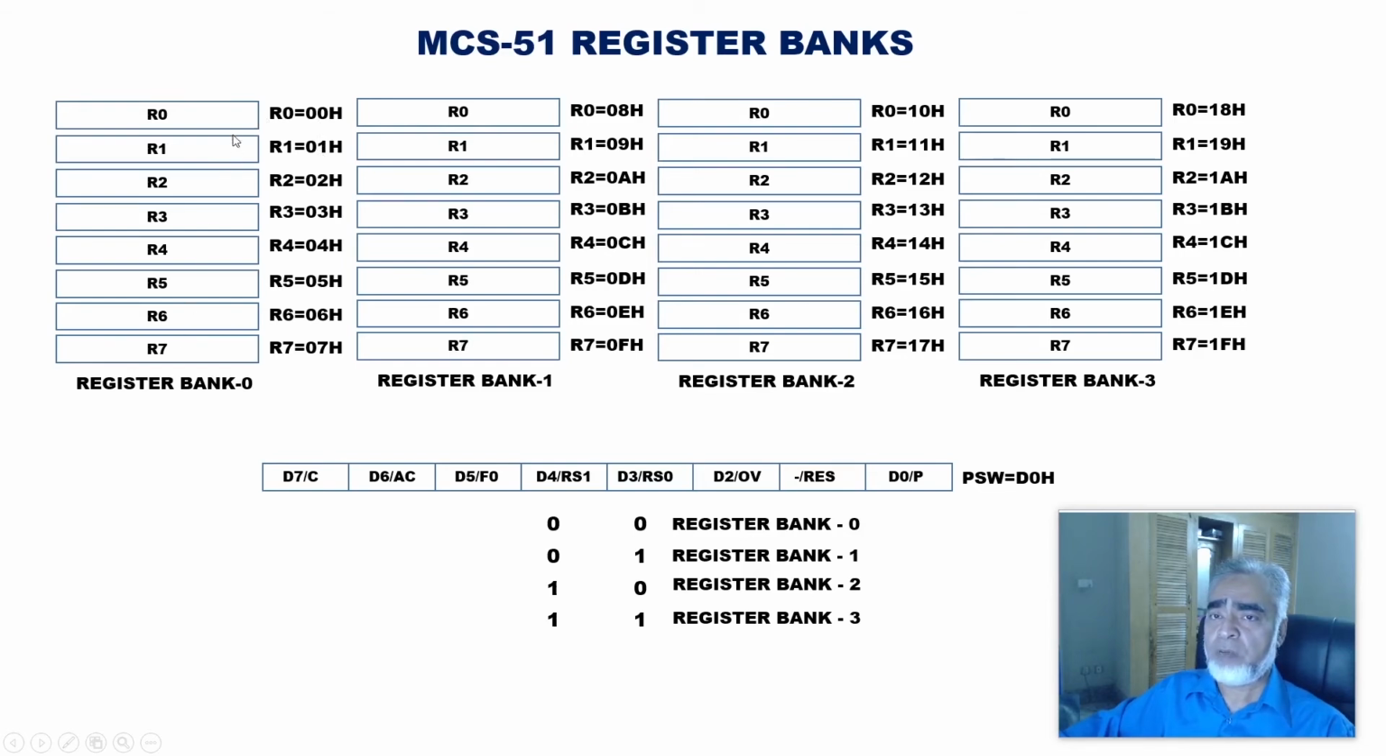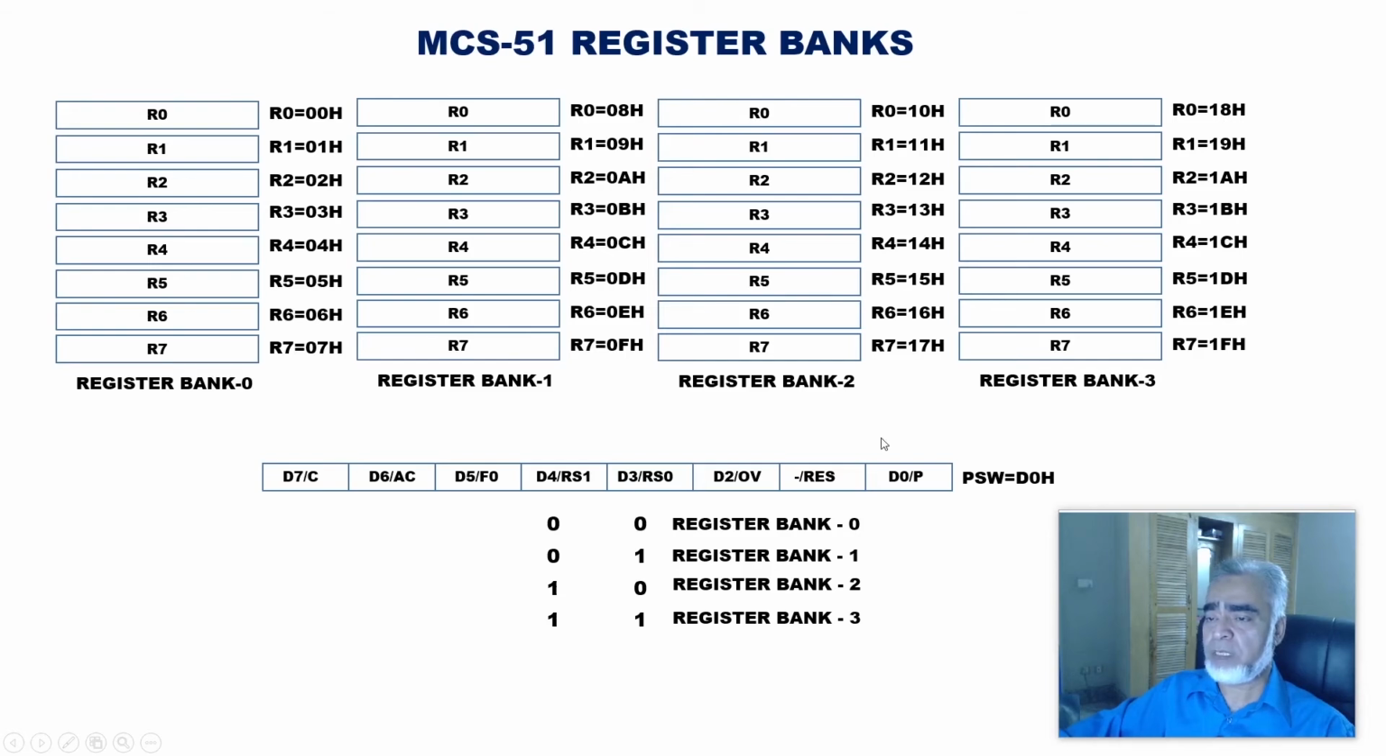In bank 0, the hardware address for R0 is 00H, for R1 it is 01H, R2 it is 02H. In register bank 1, the address location of R0 is 08H. The register R1 location is 09H, and in register bank 2, we can see R0 has the location 10H, and R1 has the location 11H, and similarly R7 has the location 17H. And in register bank 3, we can see R0 has the address location 18H.